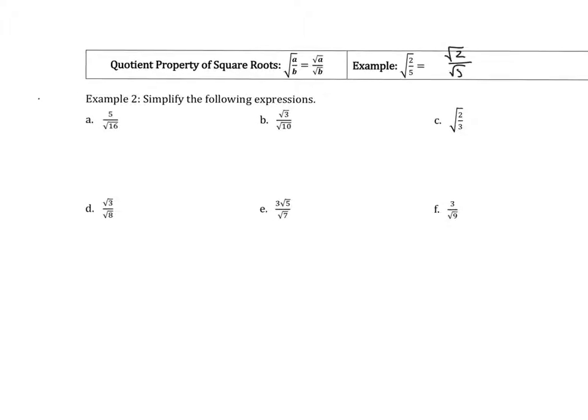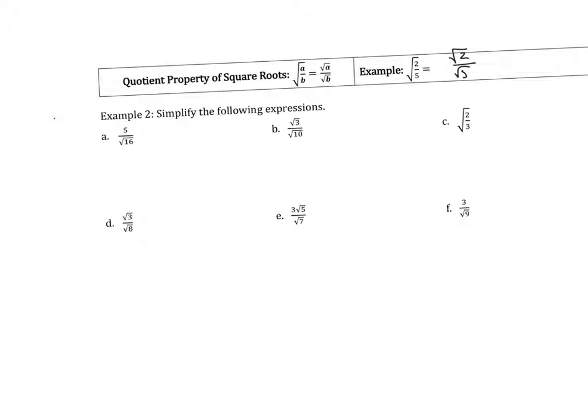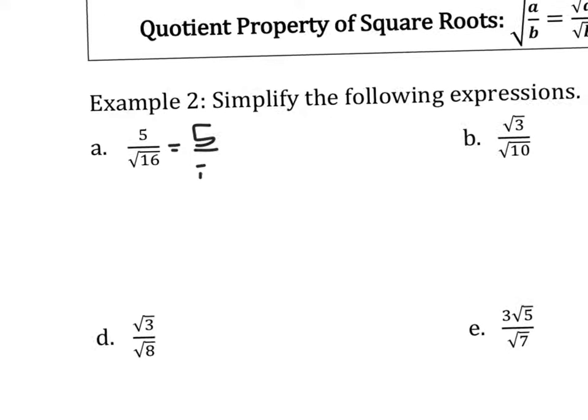Whenever you are faced with a problem with the radical in the denominator, first see if you can simplify that radical. So for instance, on A, the square root of 16 is 4. So I can start by rewriting this as 5 over 4. So instead of having a radical in the denominator, we just have an integer. So 5 over 4 would be our final answer.